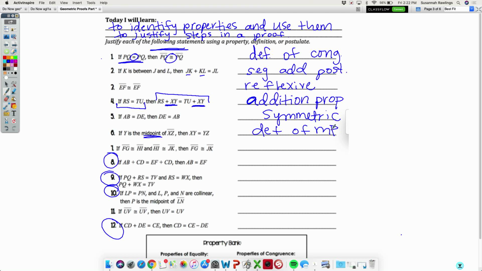Number 7. Transitive property. I want to talk about why this is transitive because we see something repeated. So what was repeated in step 7, Brendan? I think AB plus CD, and CD was repeated again.